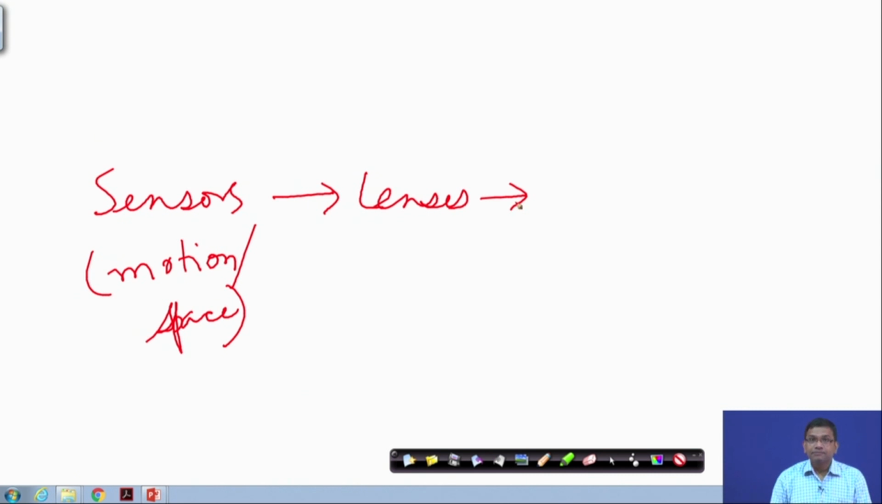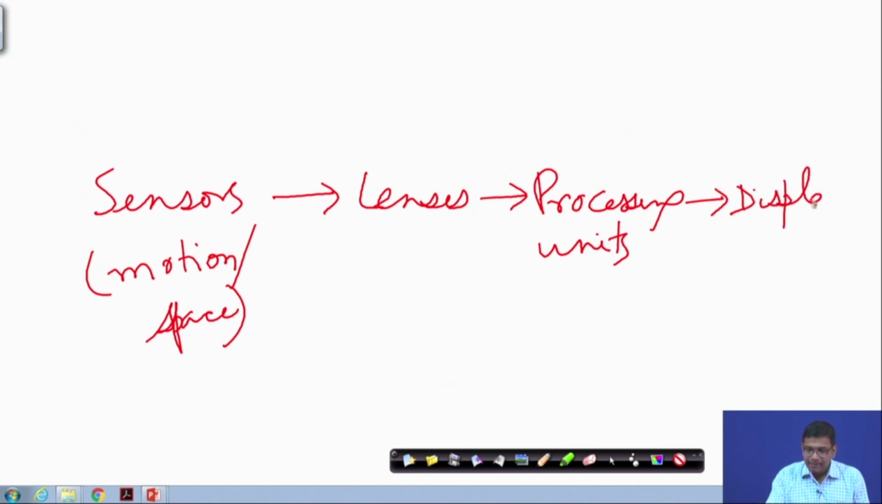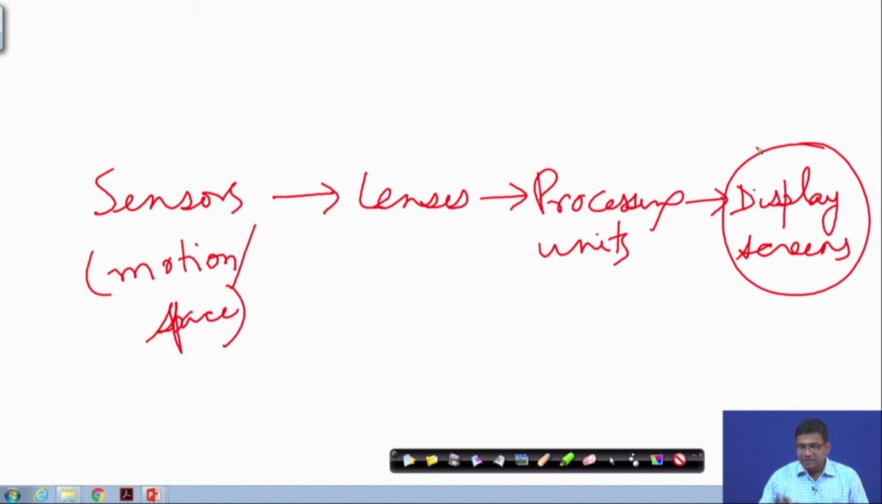Then we have the processing units, which basically process the data that is captured. Then we have finally the display screens. These are very important components, which give the user the feeling of being in the physical world. So, these displays are very important.